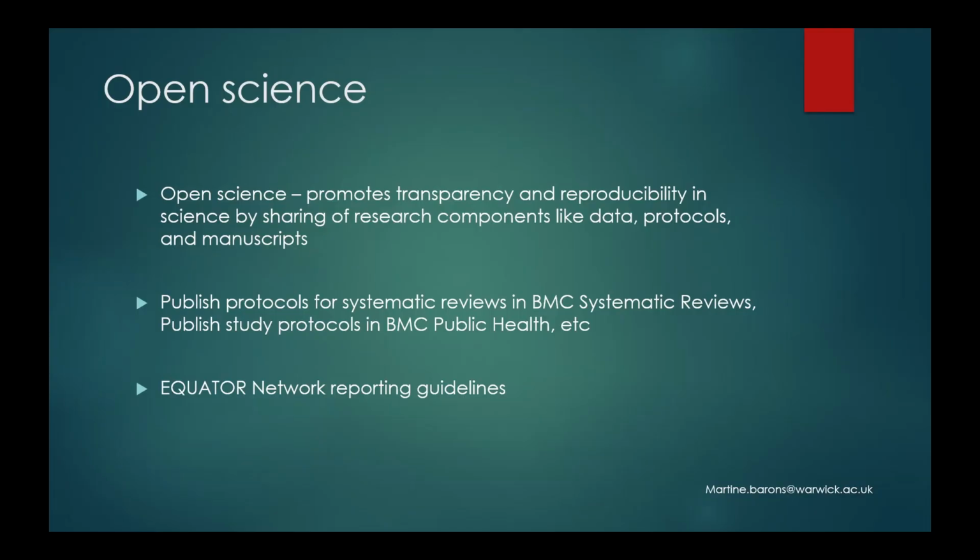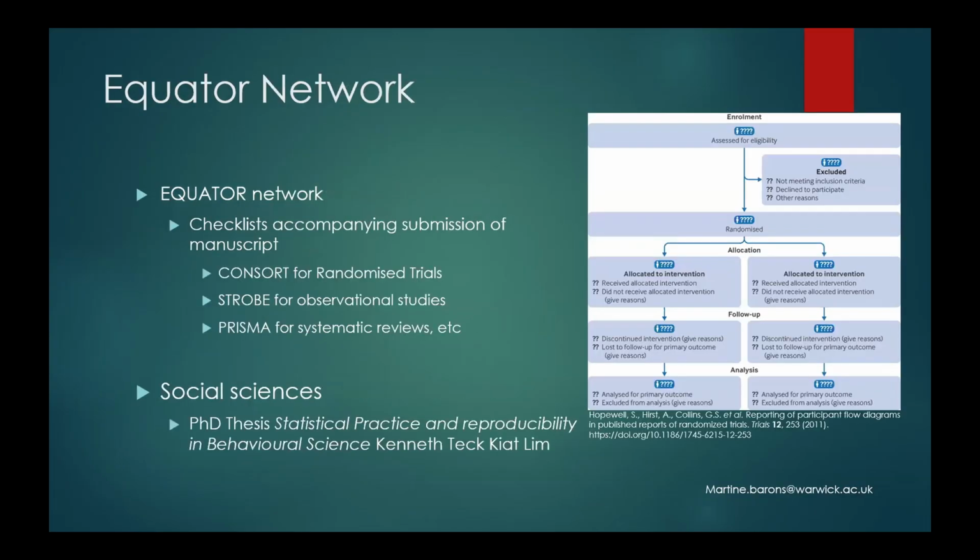And then there's the Equator Network, which has reporting guidelines, and this is very specifically in medical research, but they're very important because they ensure that people record the same information so these things can be replicable. And they do this by checklists. And the one for randomized trials, as you probably know, is called Consort.